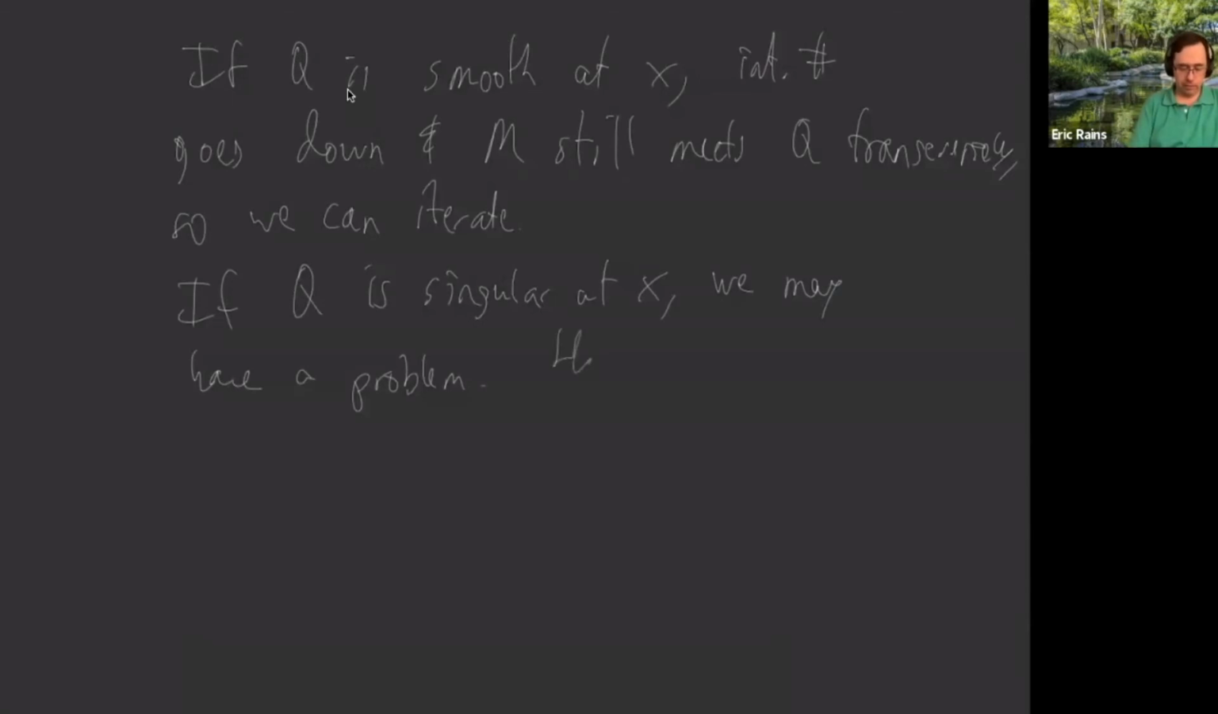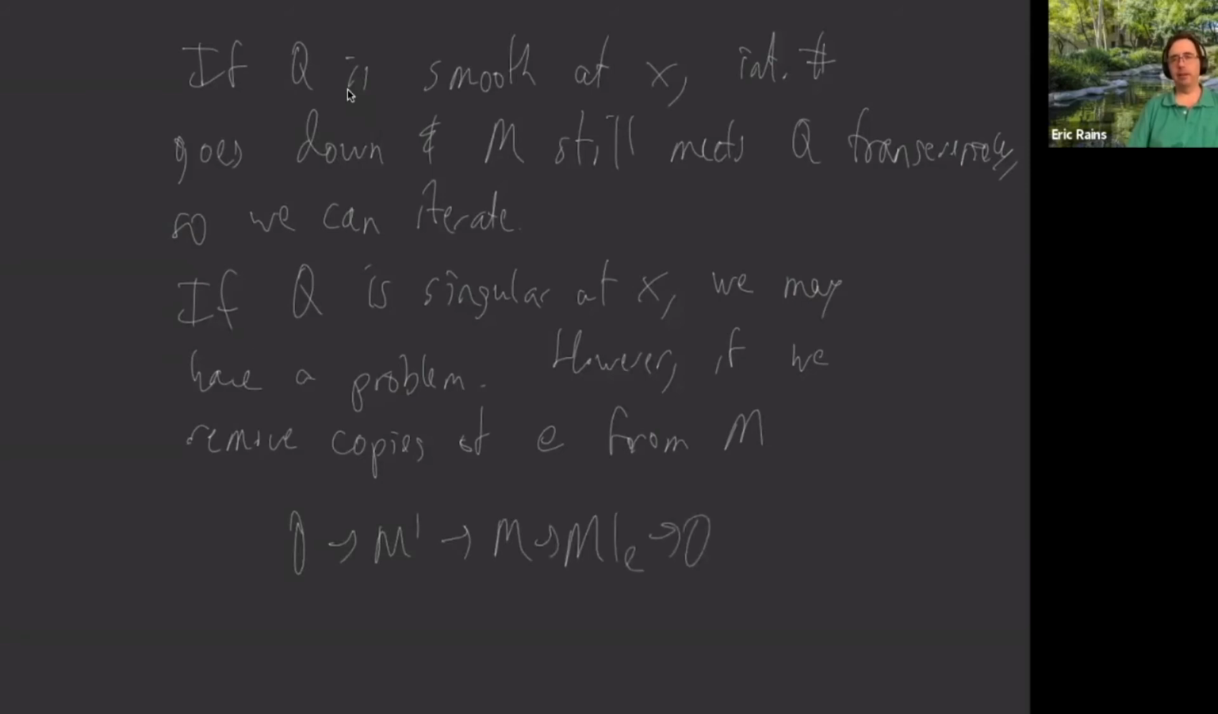Okay. However, if we remove copies of E from M, or more precisely, we take the natural map, or take the torsion-free quotient, by modifying M slightly along E, we can remove some of those copies of E and get an M which is closer to being transverse, and eventually we can make it transverse.